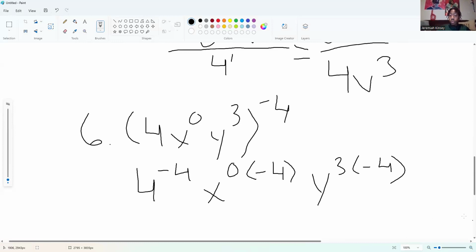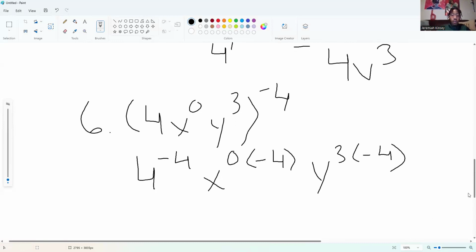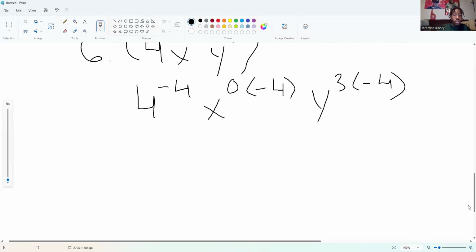All right. So we do this. 4 to the -4. So we're going to start our fraction bar. 4 to the -4, so we're going to put that on the bottom, right? And then x to the 0 times -4. 0 times -4. Anything times 0 is 0, right? So x to the 0, right? And then y to the third times -4. 3 times -4, y to the -12, right?